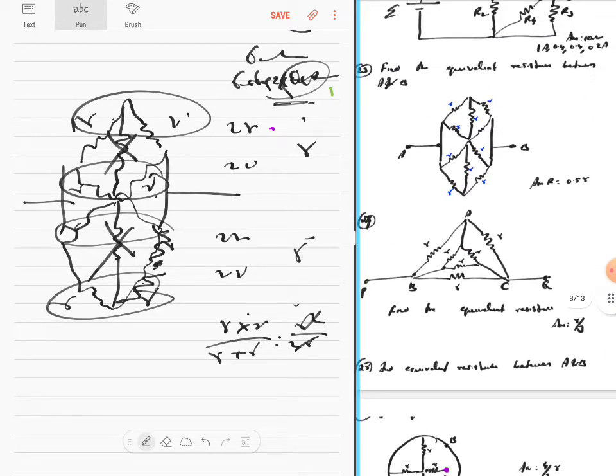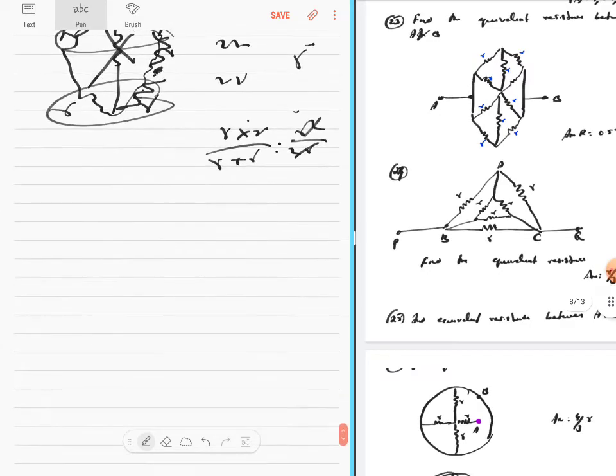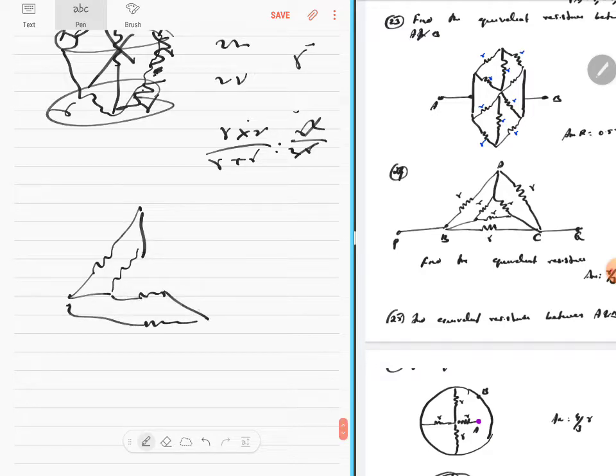Let's go to the next sum. Can you see here that you have a resistor like this and a small resistor like this? They both are in parallel. You have a resistor like this, another resistor like this. They both are in parallel. You have a resistor like this, another resistor like this. They both are in parallel. You have extended like this.